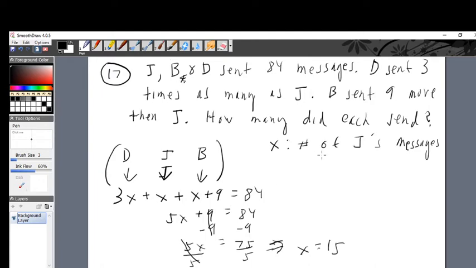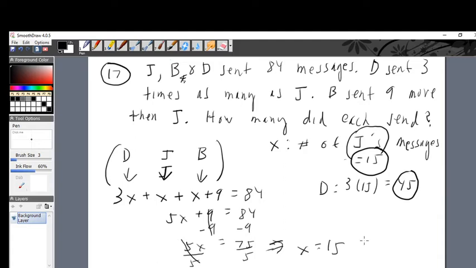Now we know how many messages J sent. J's messages are equal to 15. What are D's messages? That's the question. How many did each send? So we got J is 15. D did 3 times that much. What's 3 times 15? 3 times 15 is 45. So D sent 45.